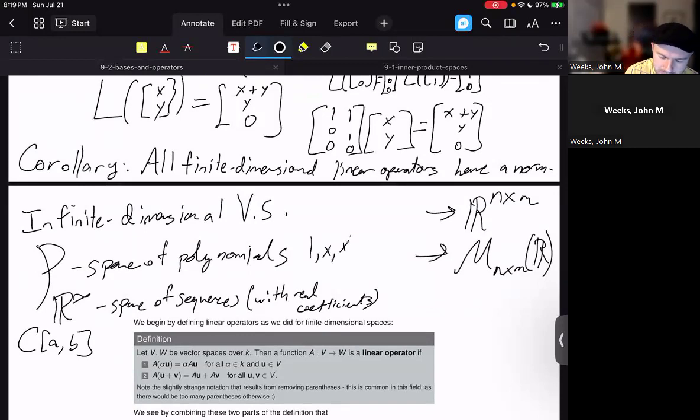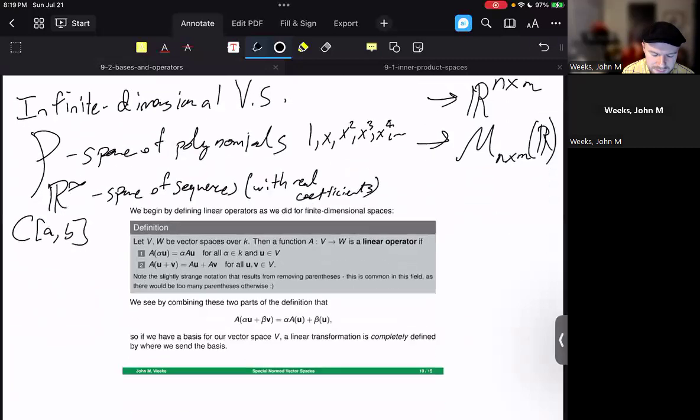1, x, x squared, x cubed, x to the fourth, and so on and so forth, is an example of a set of linearly independent elements inside the space of polynomials that could go on forever. You could just keep adding on more and more linearly independent things. So any finite set of these functions cannot be a basis, because you could always add on another vector, another polynomial here. Same thing with R infinity, same thing with the continuous functions. These are all examples of infinite dimensional vector spaces.